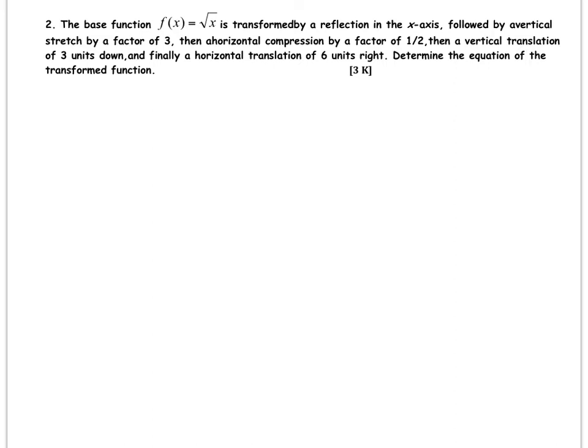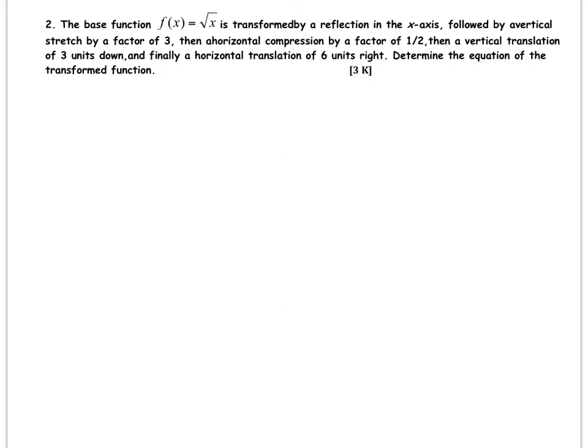The next question is that you have the base function, which is f of x equals square root of x, and it has gone through a series of transformations. We are supposed to find the equation of the transformed function. The first transformation is reflection in the x-axis. Since the priority of reflection is the highest, we can apply this reflection first.